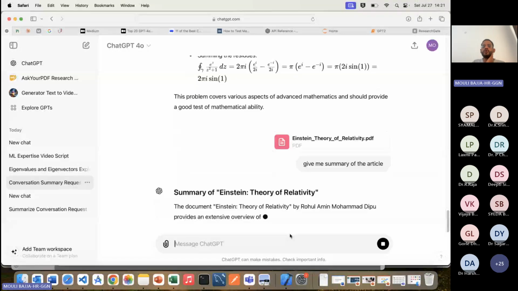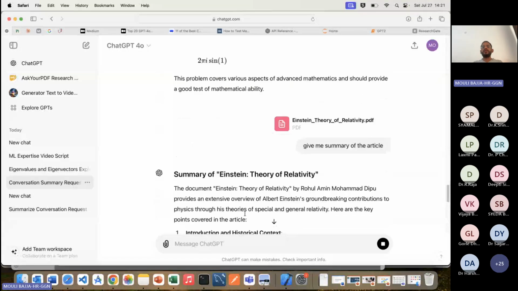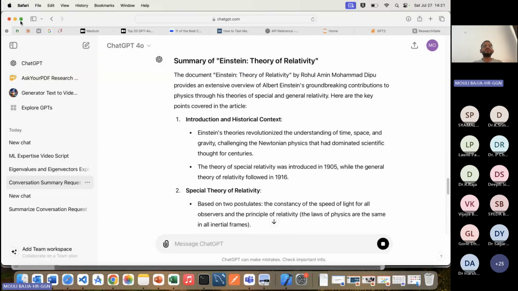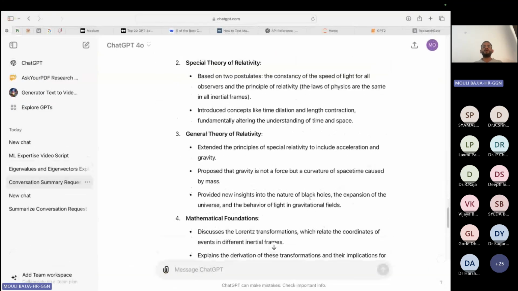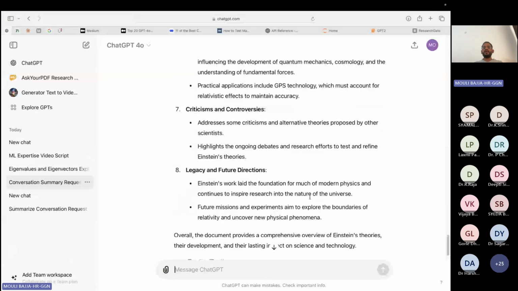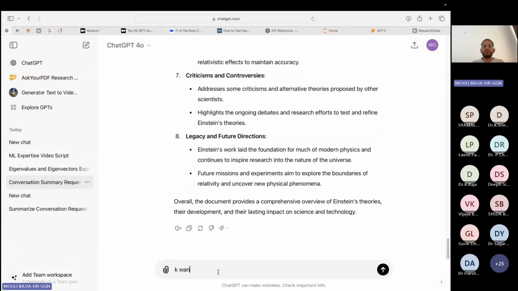All right. So we have given a 20-odd page document and it asks, give me a summary of the article, and then it is explaining to us. It says introduction and historical, special theory of relativity, general theory, mathematical foundations, and so on. I am a physicist. I'm a researcher in mathematics. What references from this article can I make?